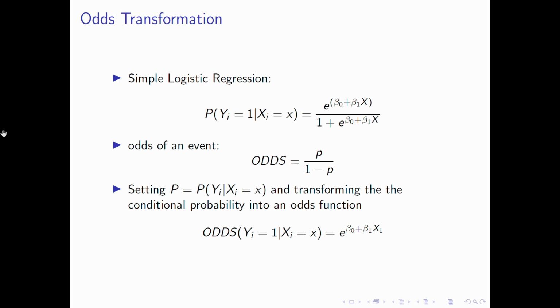Now in order to make this a little easier to digest, we'll bring up the discussion of the odds of the event, which are defined as the probability of the event happening divided by 1 minus that probability. When you set p in that odds equation to the conditional probability as defined above, you transform the conditional probability into the odds function, and it becomes much easier to deal with in that it's simply the exponential term to the simple logistic equation in that exponent.